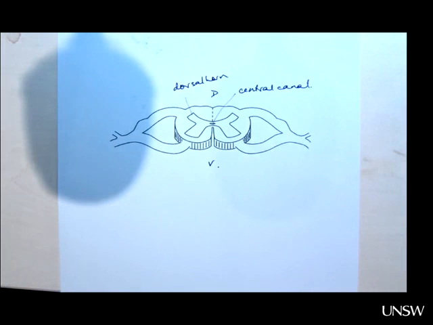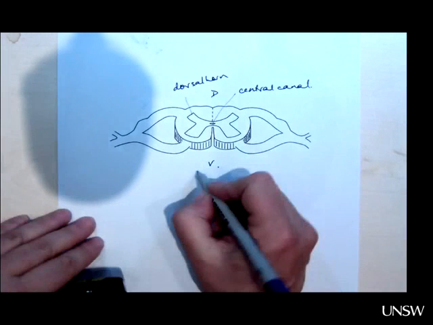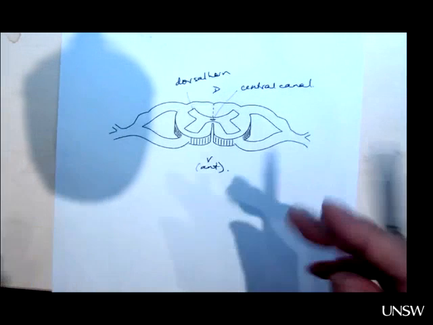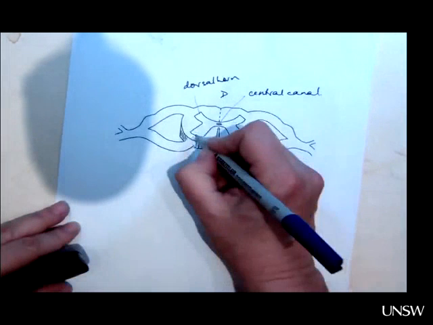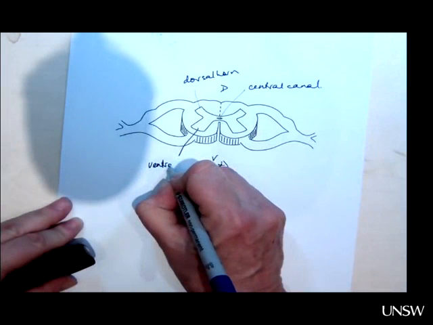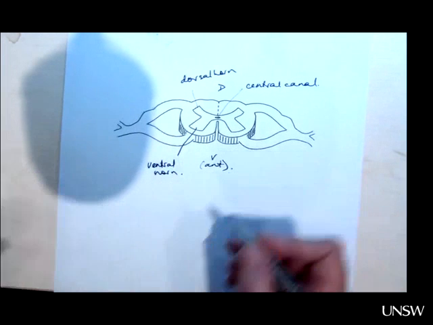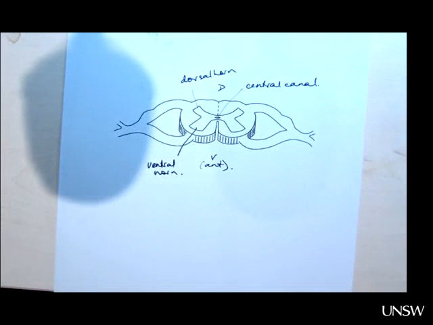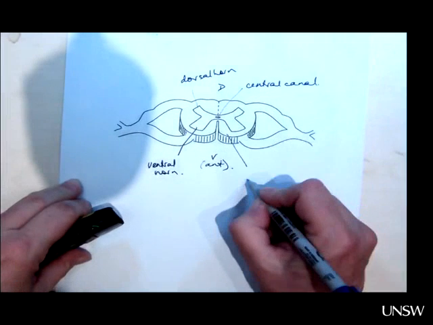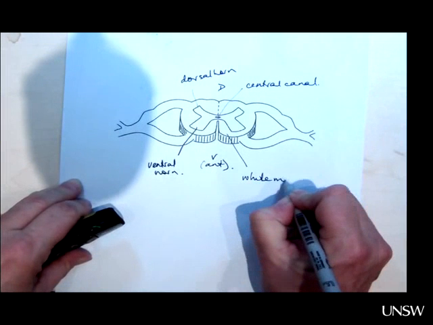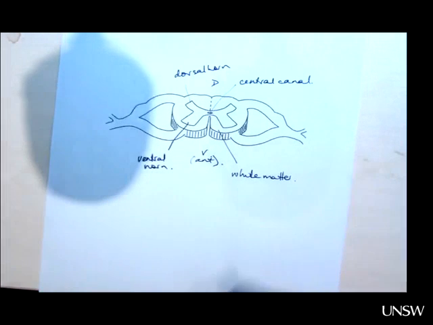Dorsal and ventral in the spinal cord are interchangeable with posterior and anterior, okay? But we tend to use dorsal and ventral when we talk about the nervous system. Now, there's also a ventral horn, of course, down here. And then surrounding that is the white matter. I'll talk to you a little bit about the white matter later, but it's basically made up of axons of neurons that are travelling up or down the spinal cord, okay?